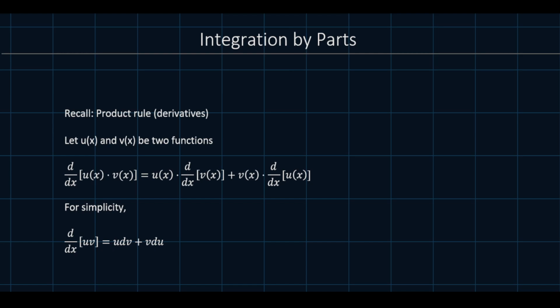So what we do is we get u of x times the derivative of v of x plus v of x times the derivative of u of x. Now for simplicity, ang ginagawa lang natin is we normally omit yung of x part dun sa pagsulat ng functions. So we have the derivative of uv as u dv plus v du. Okay, so this one will be the basis of integration by parts.